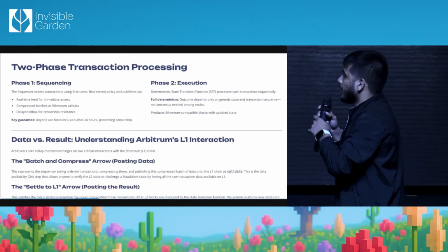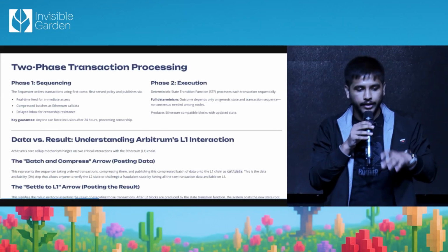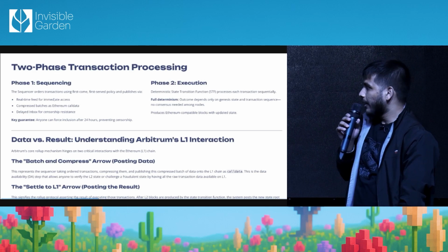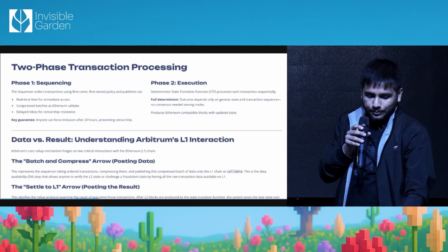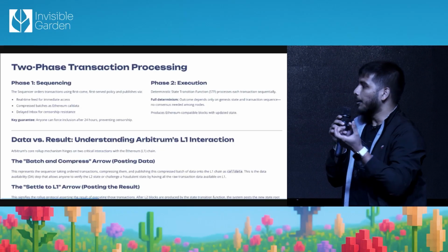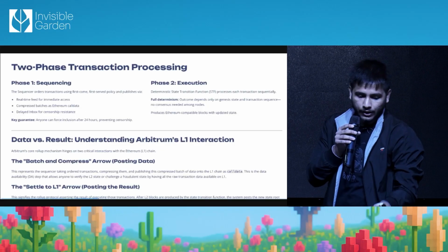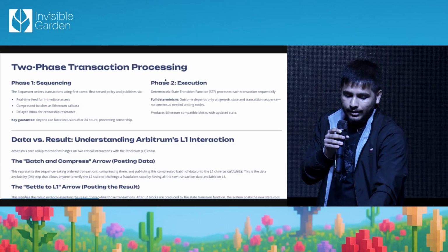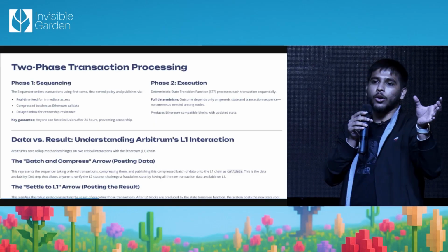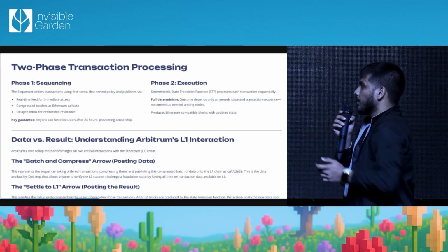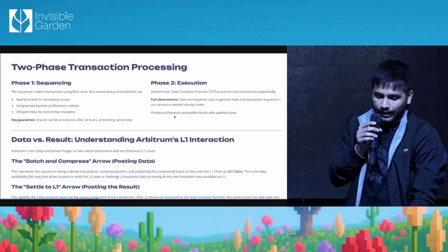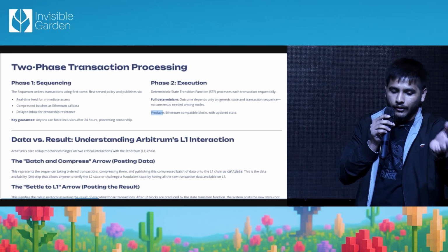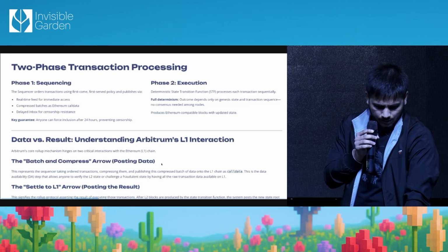So this is all how it works. In phase 1 there is sequencing. This is the real time feed for all the transactions that are happening. Then the transactions are compressed in a batch and posted on the L1 chain, and it is censorship resistant as well. Then the execution is as I explained. All the transactions are bundled, they go through the transition function, and the state is updated, and then they produce the Ethereum compatible blocks, and the updated state is posted on the chain.